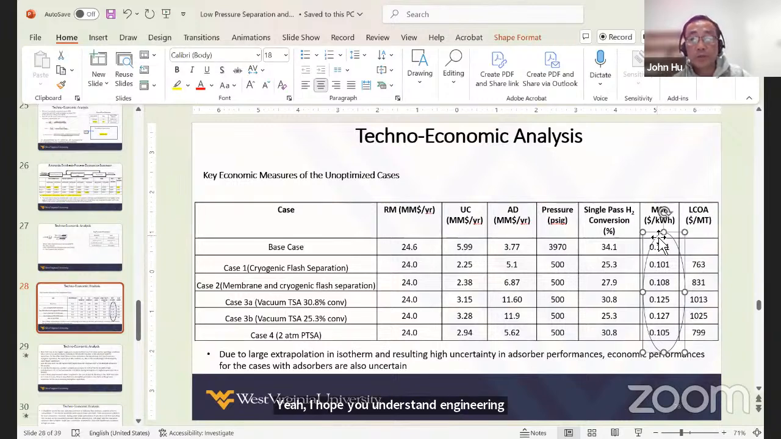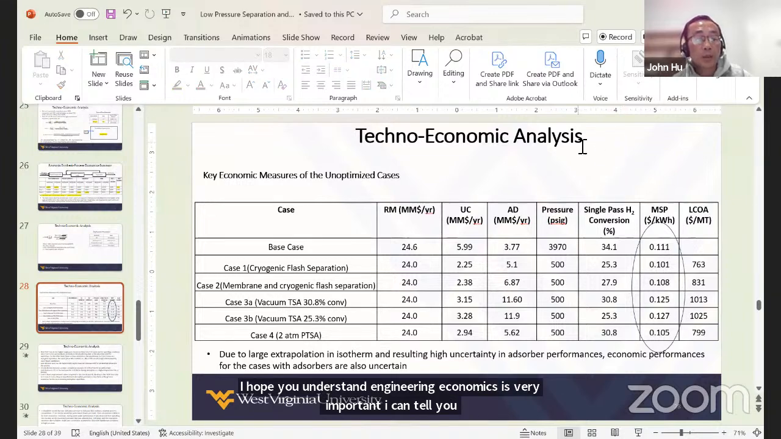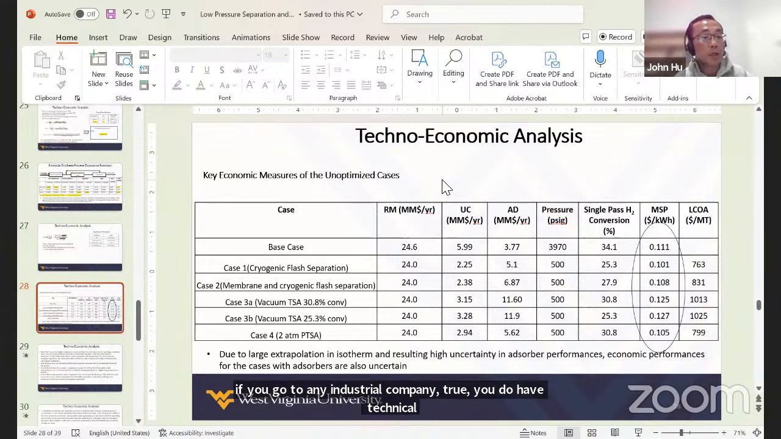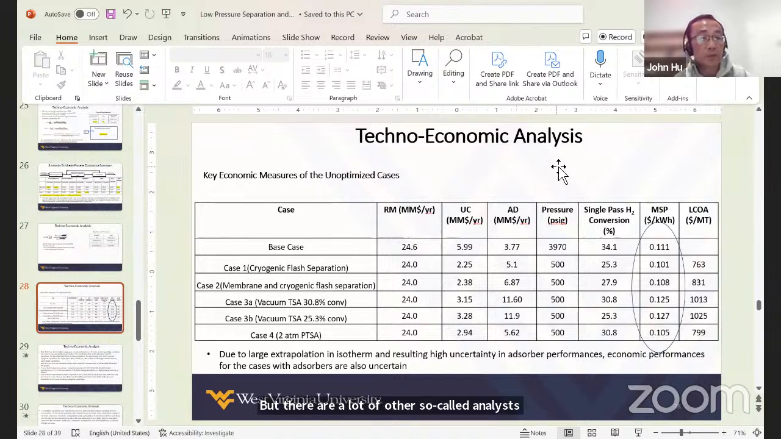It's very important. I can tell you, I worked for two large companies in the US. One is BP, British Petroleum, which I think is a very large oil company in the world. The other is Koch Industries, which is the largest private company in the US, working in refining. If you go to any industry company, true, you do have technical people like you guys, like PhDs, but there are a lot of so-called analysts. They do this economic analysis every day.